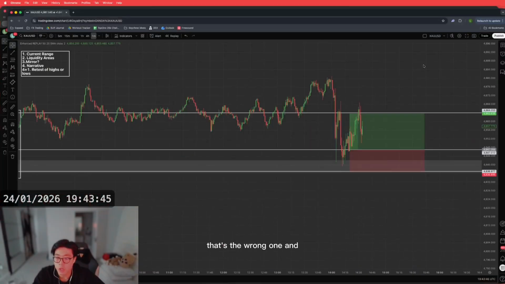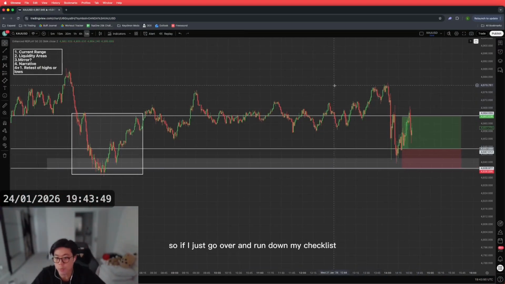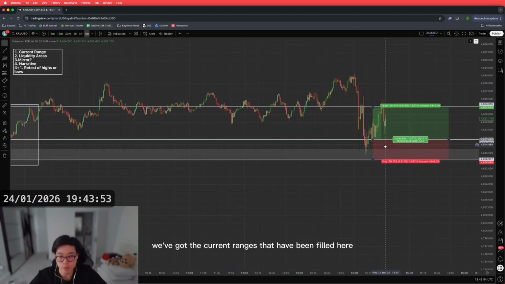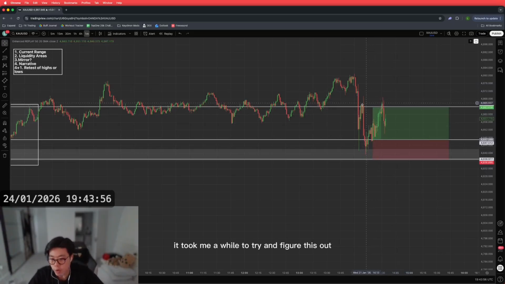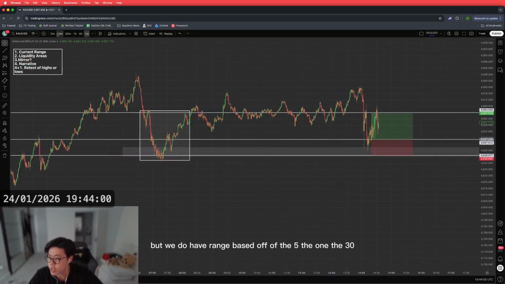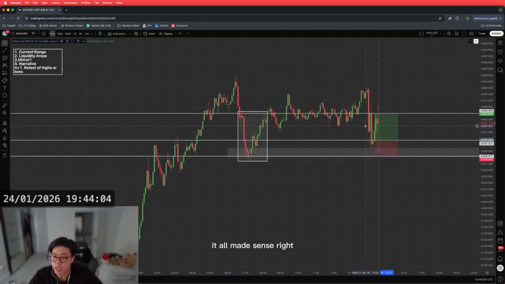I had a minus 128 pip loss this week, and that was the trade position. Sorry, that's the wrong one. And this is the first time I'm using my backtesting tools. So if I just go over and run down my checklist, what do I have? Well, we've got the current ranges that have been filled here. It took me a while to figure this out, but we do have range based off of the 5, the 1, the 30. It all made sense, right?